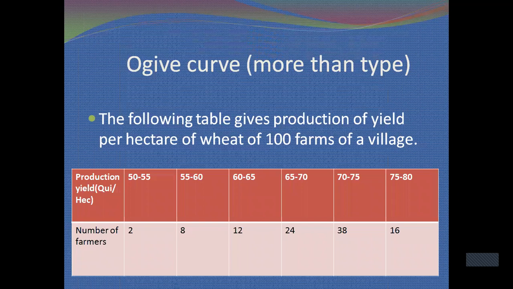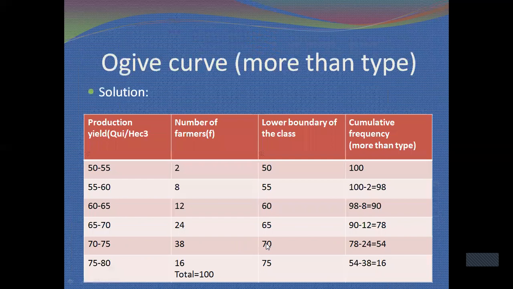The question: the following table gives the production yield per hectare of wheat of 100 farms of a village. The production is given here: 50 to 55, 55 to 60, 60 to 65, 65 to 70, 70 to 75, 75 to 80. And the number of farmers: 2, 8, 12, 24, 38, 16. Observe here, the data is not in increasing order or decreasing order. So that means this is frequency. So for this, we have to find the more than type ogive curve.